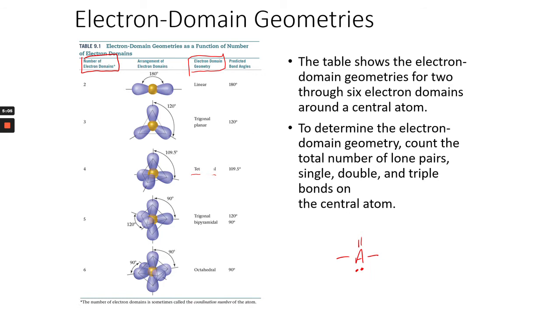This here is your electron domain geometry. It might not necessarily be the geometry of your molecule, because say in this case we have a lone pair, so the shape that you actually see will not be tetrahedral. So we're going to get into that in a minute.